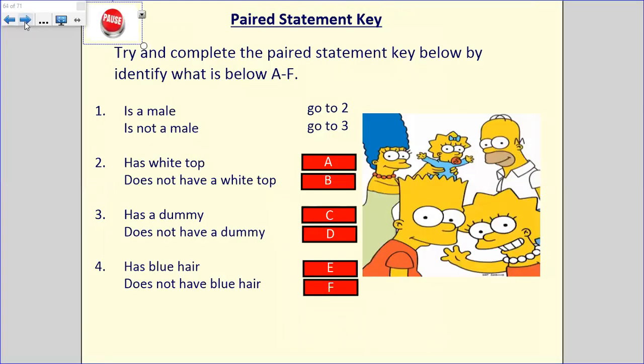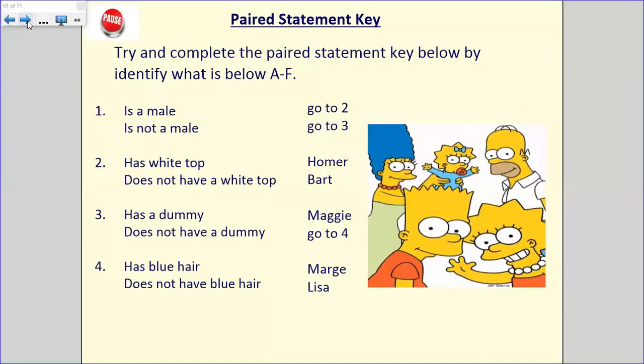So have a go. Pause the video and see if you can identify A, B, C, D, E, and F using the picture on the right-hand side. Okay, so how did you get on? Here are the answers. Mark and check that you've got that right. Just check this one here. Make sure you got that right.